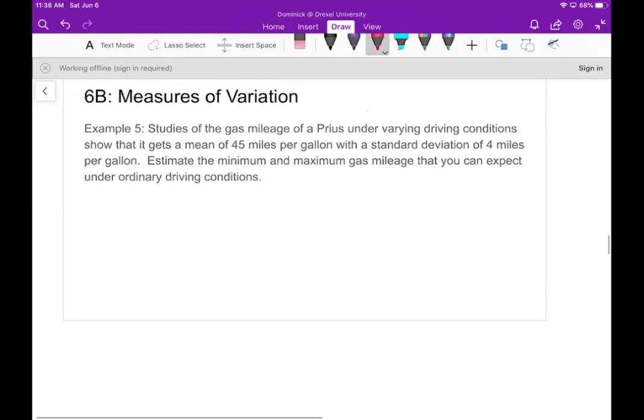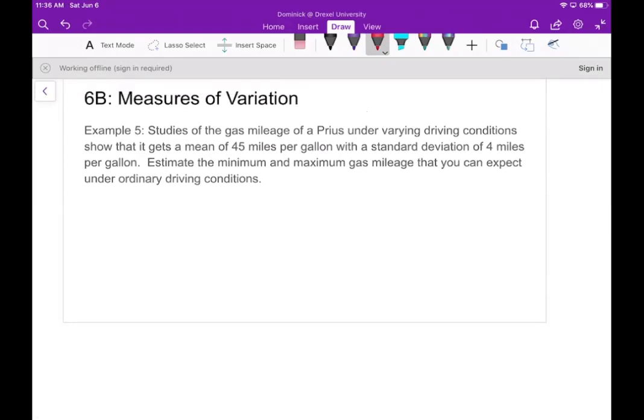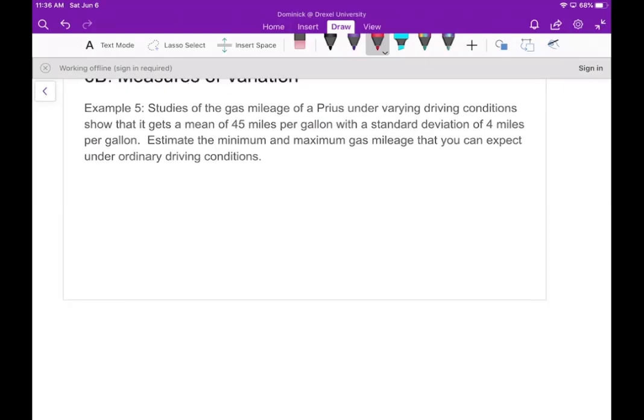Okay. Now, in this next example, we have that studies of gas mileage of a Prius under varying driving conditions show that it gets a mean of 45 miles per gallon with a standard deviation of 4 miles per gallon. So, of course, if we wanted to estimate the low and high values, the minimum and maximum, well, the minimum is the mean, so 45 minus 2 times the standard deviation, so 45 minus 8, which would be 37.